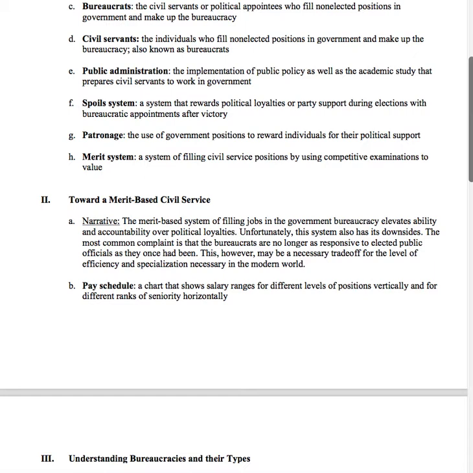The most common complaint is that bureaucrats are no longer as responsive to the elected public officials as they once have been. This, however, may be a necessary trade-off, for the level of efficiency and specialization necessary in a modern world. The merit-based system is ideal. In fact, we need experts in a lot of things in this day and age.